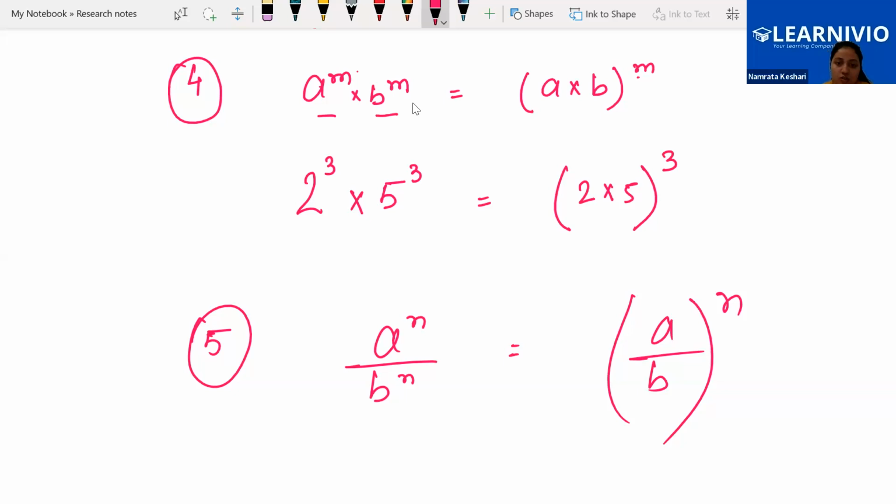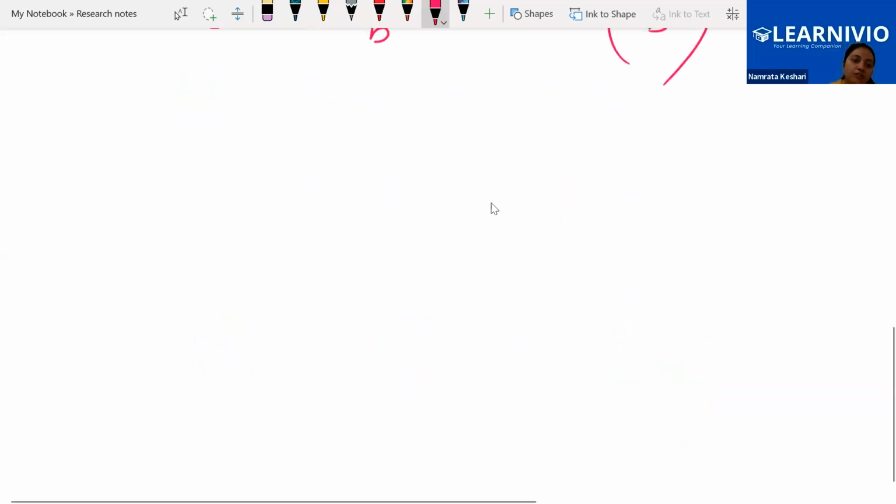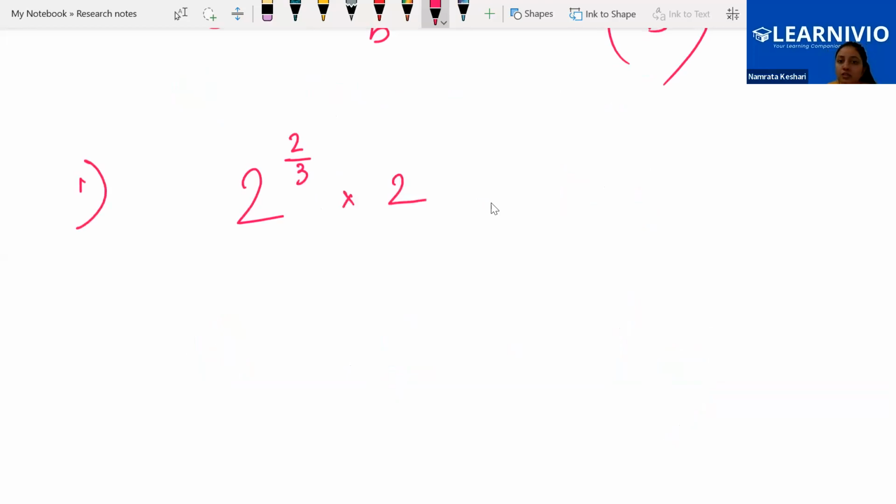Number 1, if we are having 2 to the power 2 by 3 into 2 to the power 1 by 3. In your book, it must be written as a dot, but please don't get confused, that is just multiplication. 2 to the power 2 by 3 into 2 to the power 1 by 3 is what?